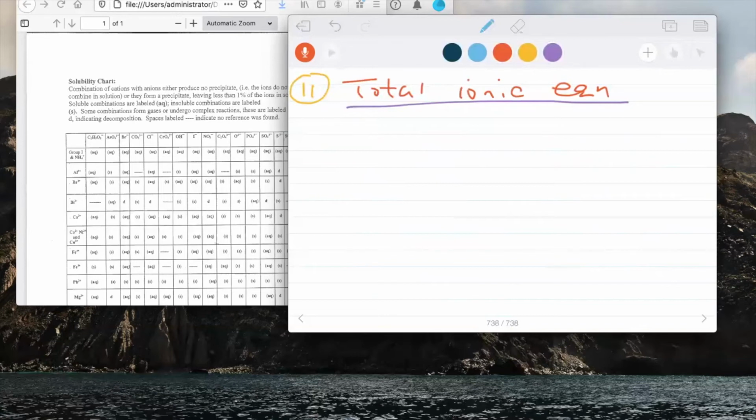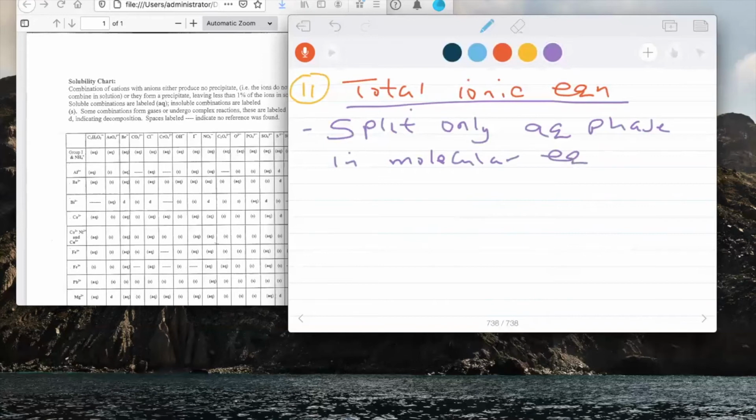This is how you will move forward: split only the aqueous phase. You only have to split the aqueous phase in the molecular equation into ions. If it is a solid, do not split. If it is a gas, do not split. If it is a liquid, do not split.